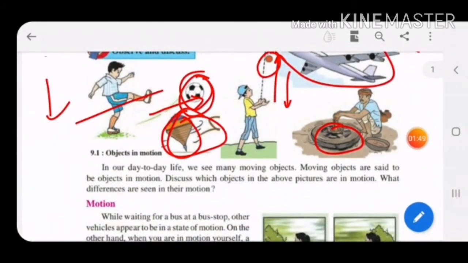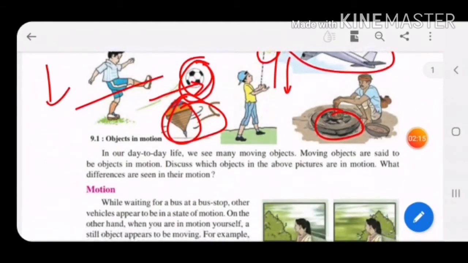So children, see here, objects in motion. In day-to-day life, we see many moving objects. The objects which are continuously moving, they are said to be what? Objects in motion. So moving objects are said to be the objects in motion. If the object is standing, suppose that ball is in only one place, it is not moving. That means that ball is not in motion. When the boy has kicked that ball, then that ball is in motion. So it is moving. Then we can say that the object is in motion.